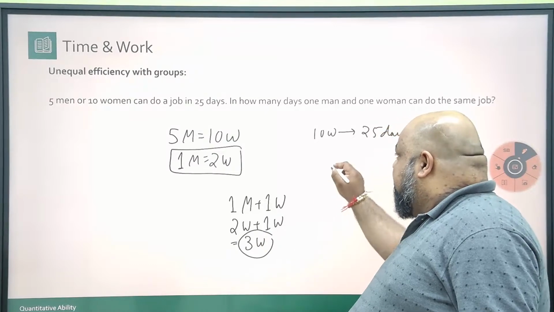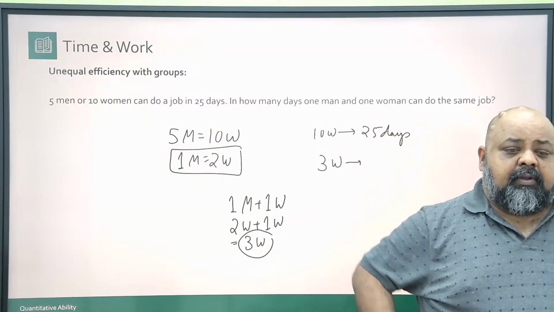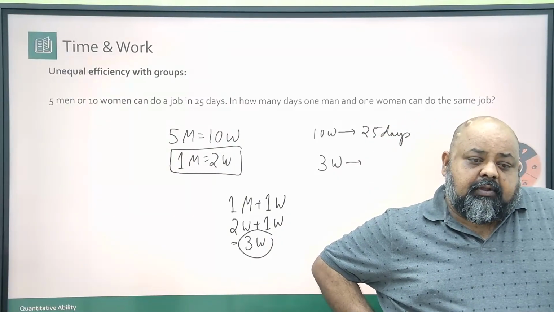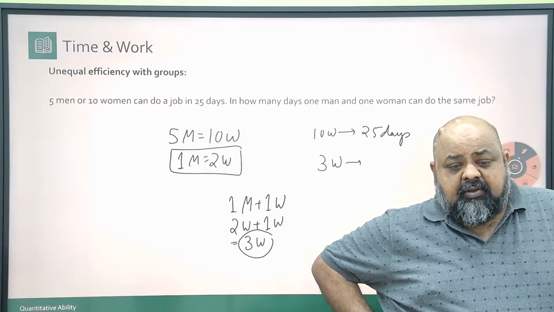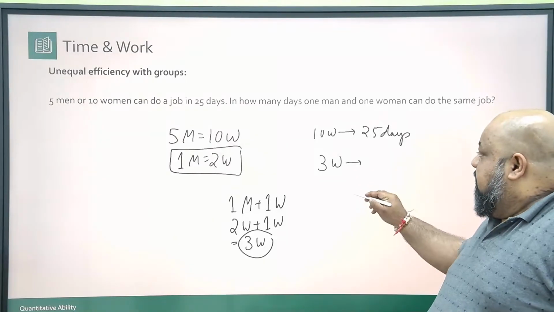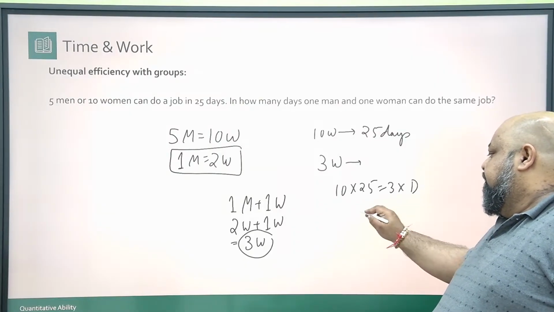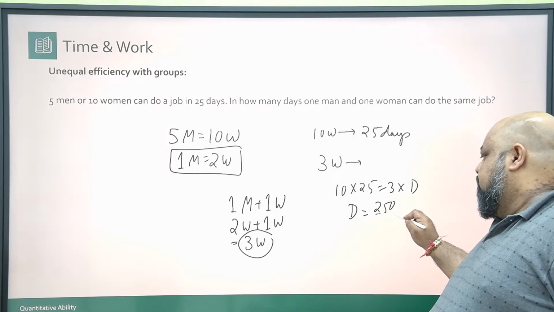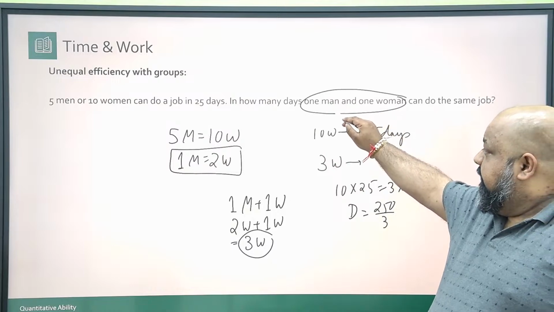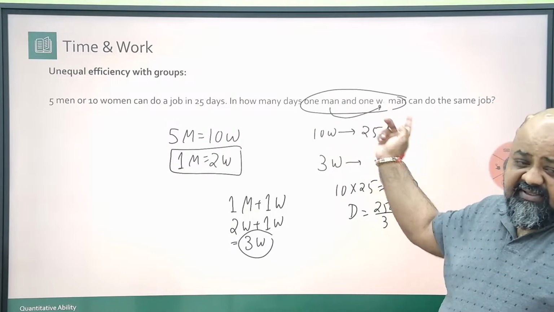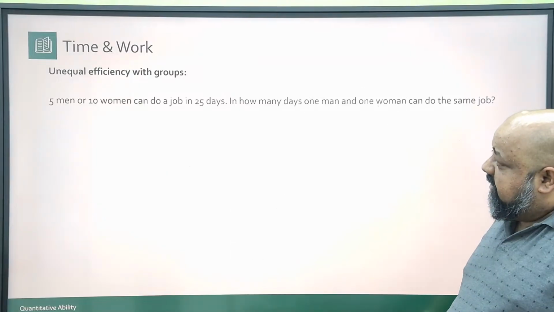So in the question, we have to find out in how many days will three women do the same work. So if 10 women can do a work in 25 days, three women will do the same work in 250 by 3 days. Number of women into days is equal to number of women into days. So for this group for which the work is to be found out, you substitute man with woman and then see how many days are required. Right?